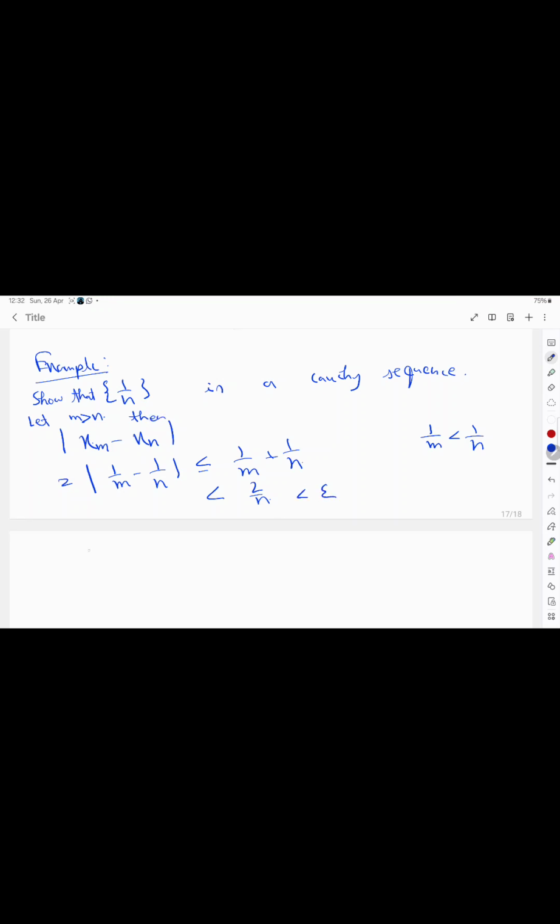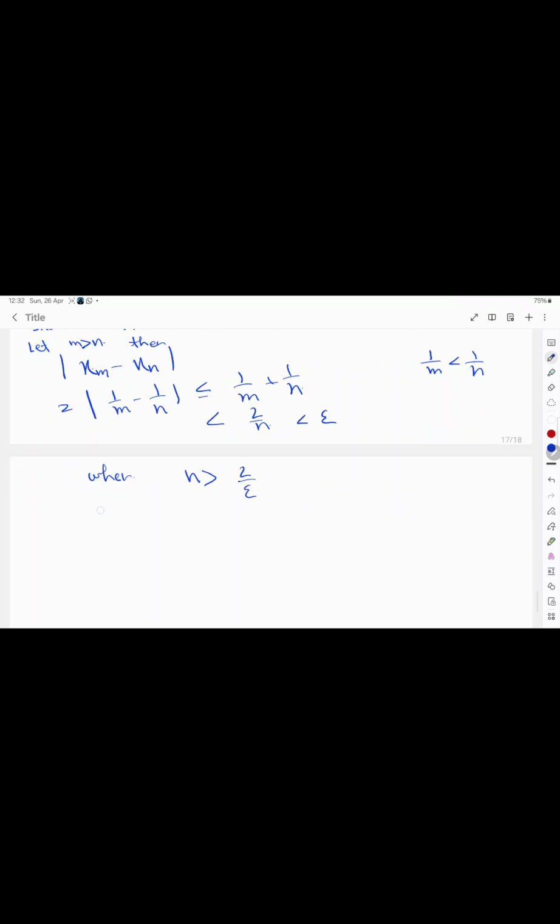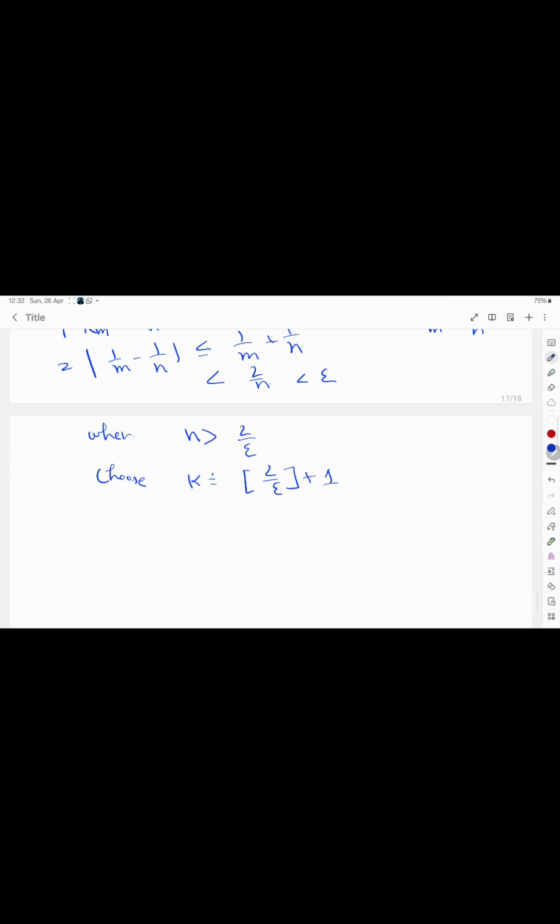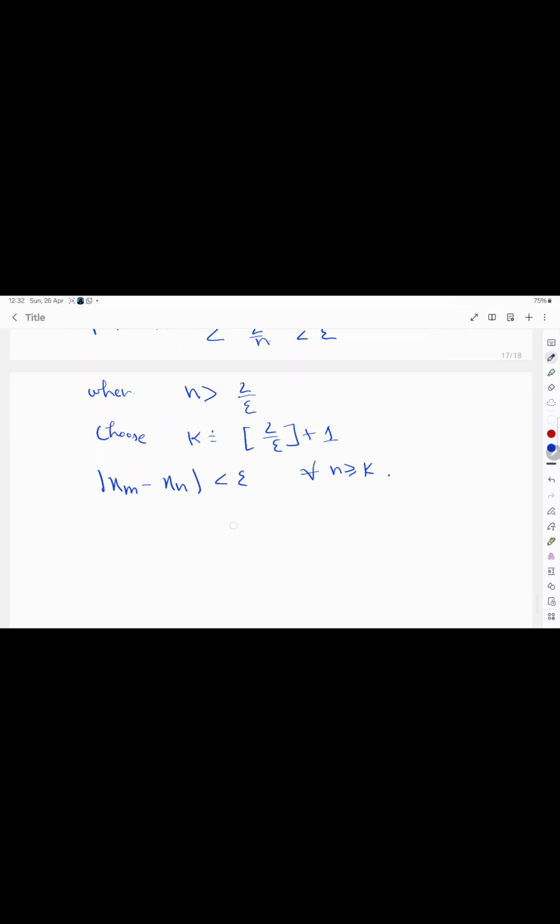So this will be less than epsilon when n is greater than 2 by epsilon, right? So how to choose that k? Choose k equal to the floor of 2 by epsilon plus 1. This type of thing we have already done earlier. If you choose this, xm minus xn will be less than epsilon for all n greater than or equal to k. Alright, so in this way you have this thing.